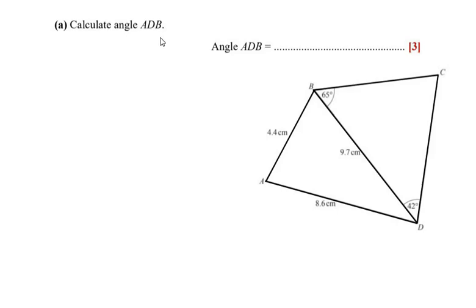Calculate angle ADB. So here in this given figure we are supposed to find out the angle ADB, that is this angle. So for this let us consider the triangle ADB first. Now to find out this angle we are going to make use of the cosine rule, because the 3 sides of a triangle are being given to us and we have to find out a missing angle. So let us write the cosine rule.